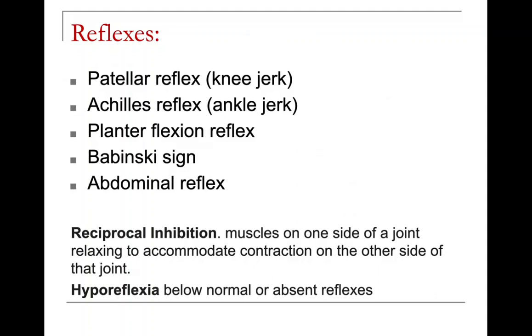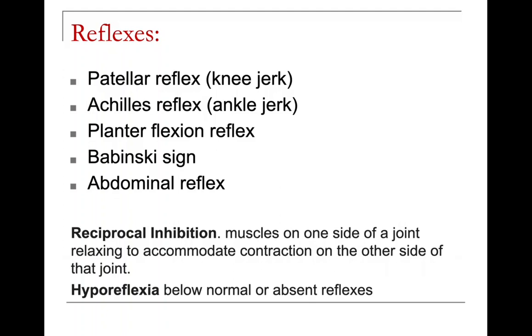So reflexes that are commonly checked: the patellar reflex, looking at the knee jerk; the Achilles reflex, ankle jerk; plantar flexion reflex, Babinski sign, and the abdominal reflex. So reciprocal inhibition, muscles on one side of a joint are going to relax to accommodate the contraction of the other side of the joint. If you are contracting the biceps, the triceps are going to relax to allow that to happen. So that happens automatically when you're not really thinking about it. You can consciously choose to contract both of them, and in that case, the joint doesn't move.